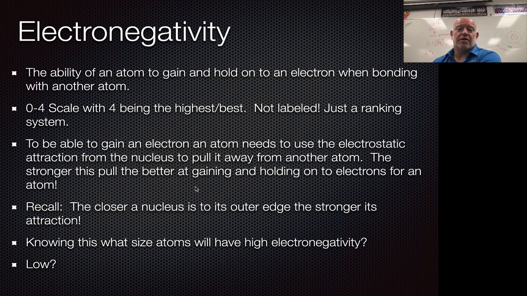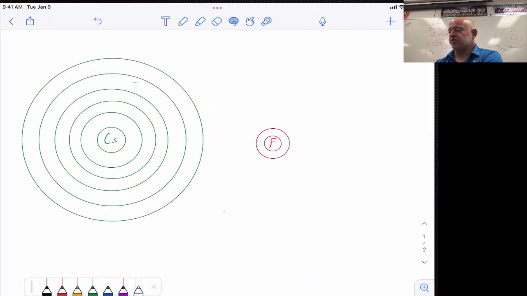The atoms that are very big are horrible at this. They're not good at it because their nucleus is so far inside their atom, and they're so big that their nucleus can't really attract it. So knowing this, what we should be thinking is that the smaller the atom, the higher the electronegativity. The bigger the atom, the lower the electronegativity. So let's go to the iPad here, and we'll show what I mean by that.